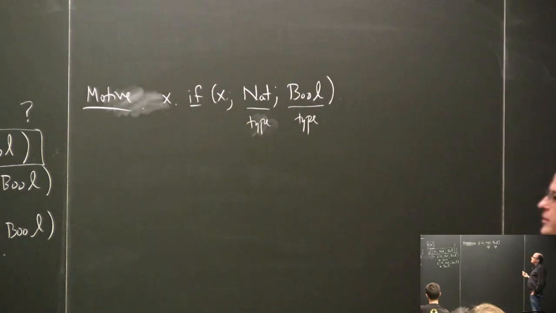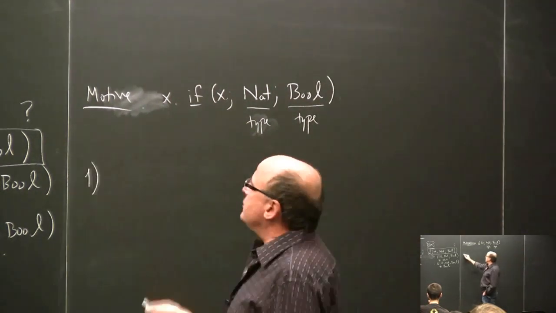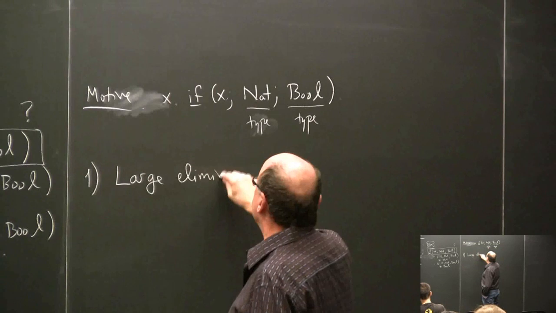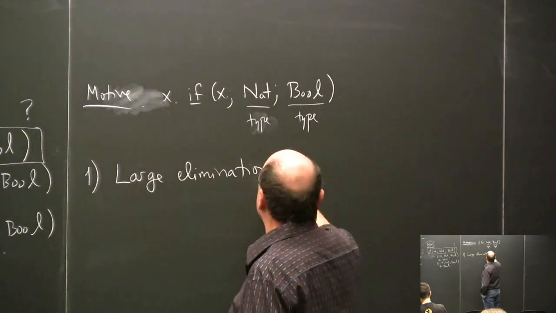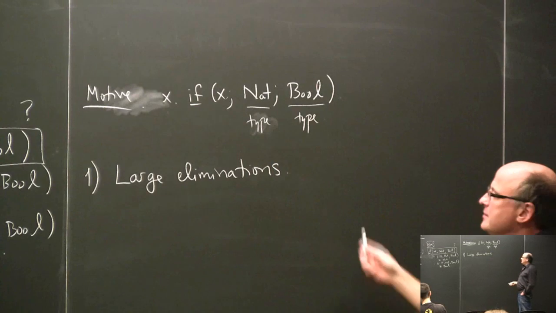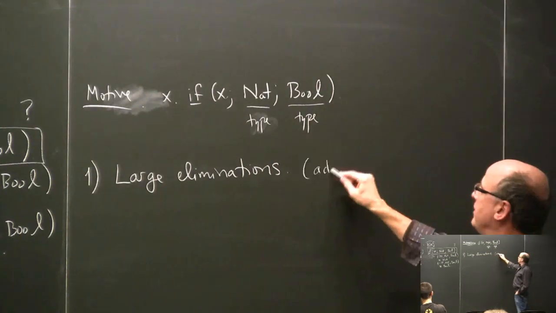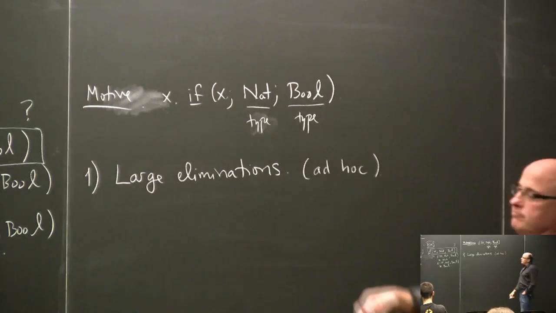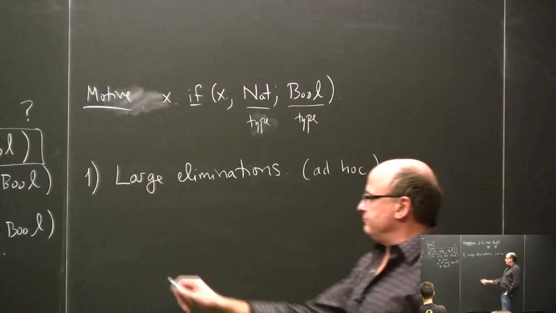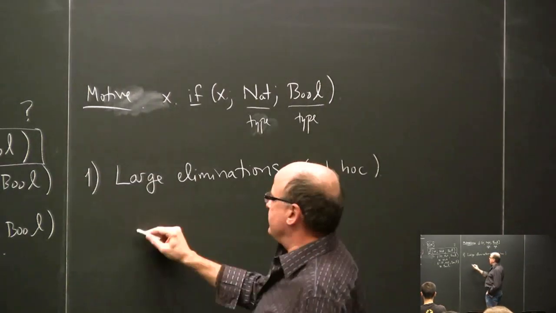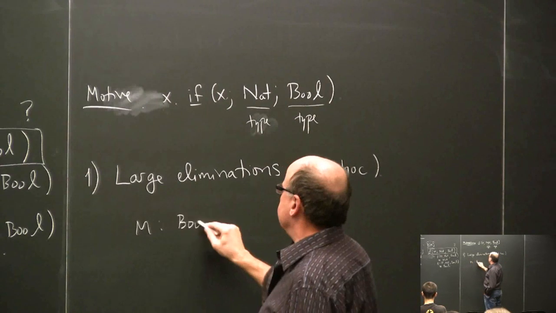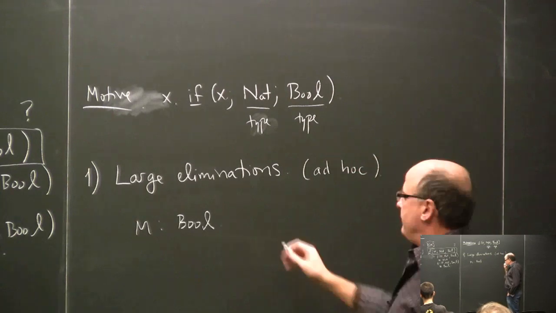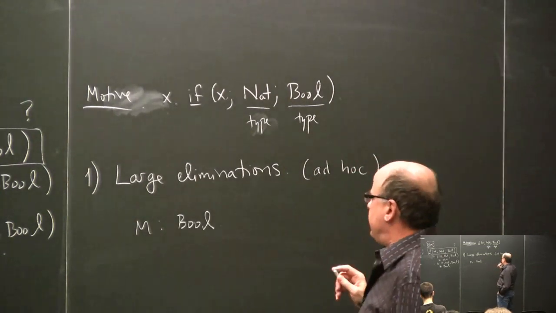So now there are two approaches to this. The first is a somewhat ad hoc approach, which is called large eliminations. This is my personal opinion, that it is a somewhat ad hoc way of looking at things. The idea is you just rule such things into the type theory. For example, let's just do it for Booleans, because that's what I'm using as my example.